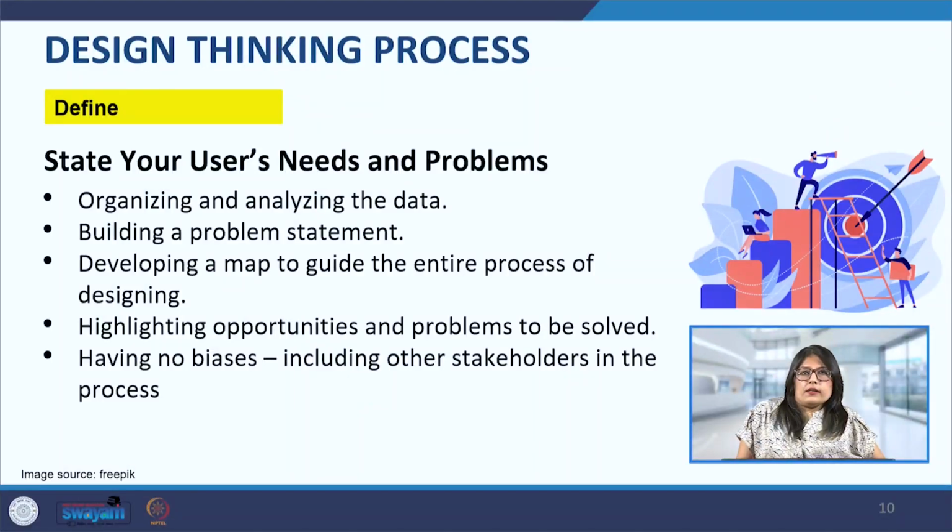Define is the second stage of the design thinking process, and this step involves synthesizing the research findings from the empathize phase, articulating the needs that we have discovered, and preparing a clear problem statement or a point of view. The goal here is to frame the right problem to solve and to ensure that it is the human-centered approach that we are employing here.